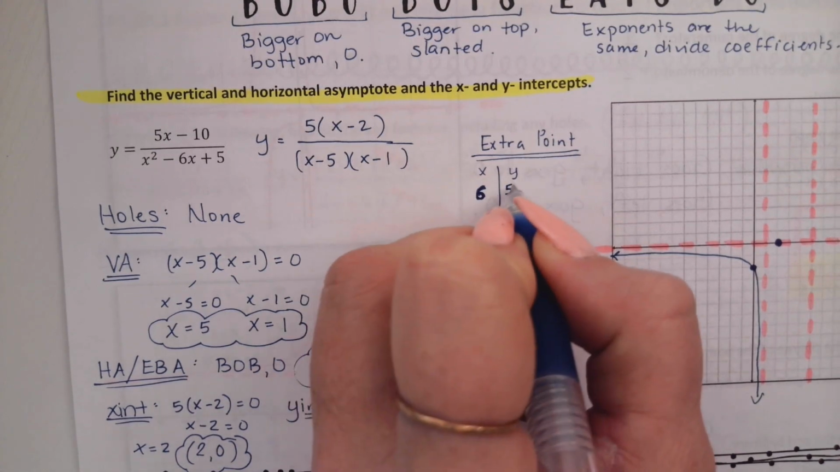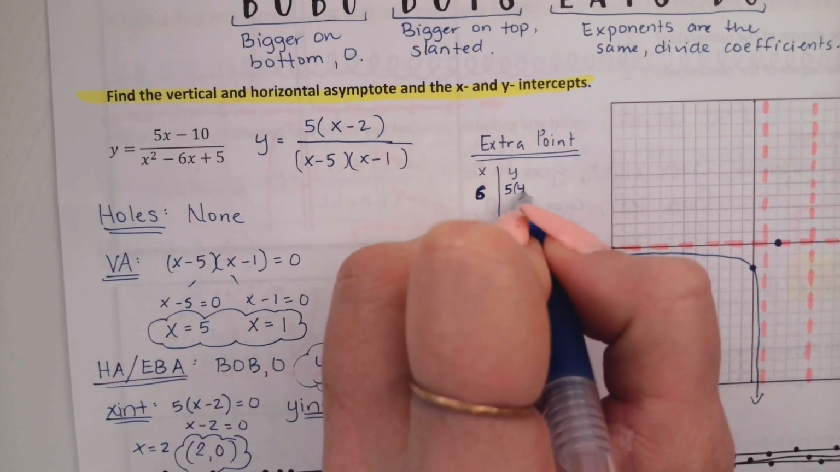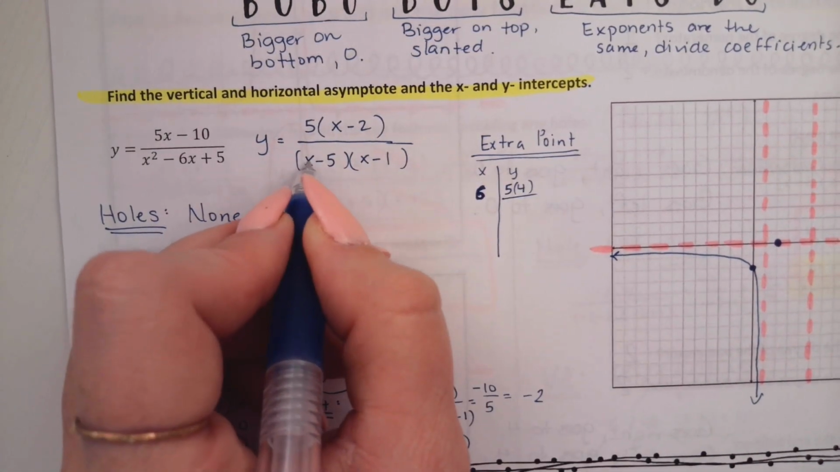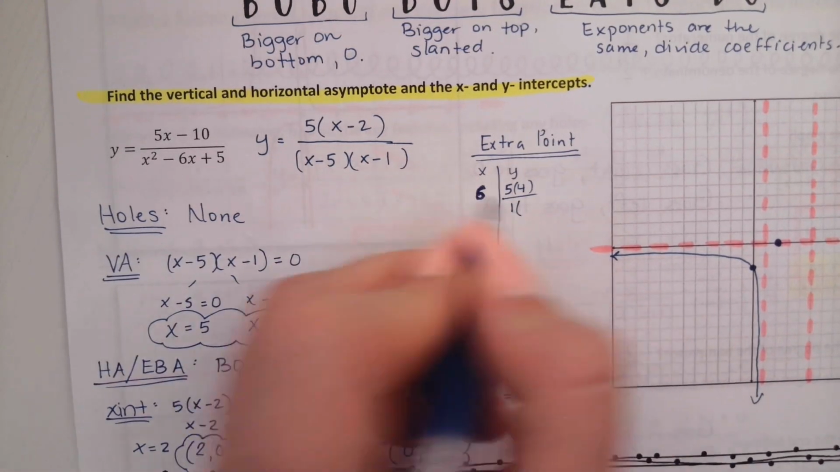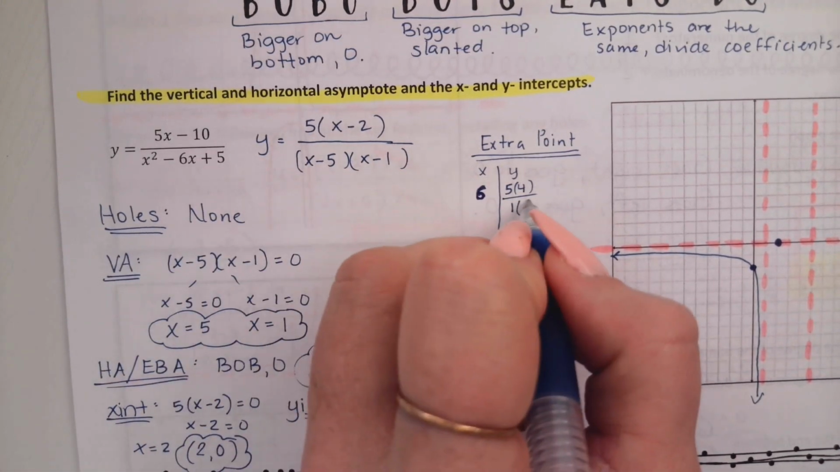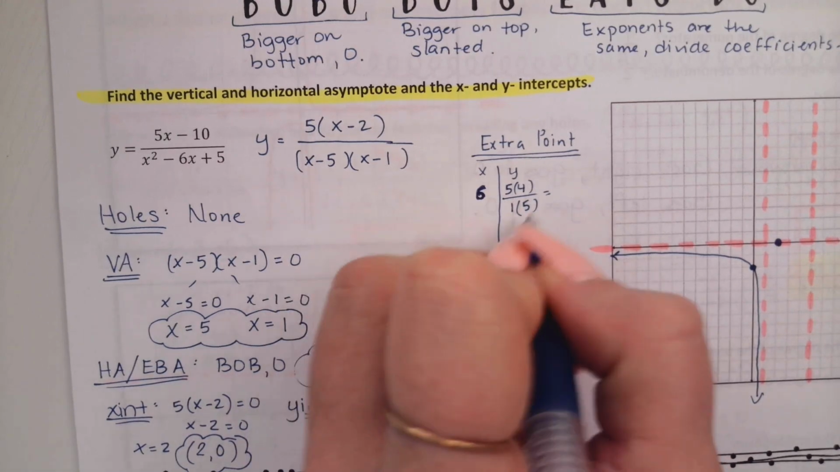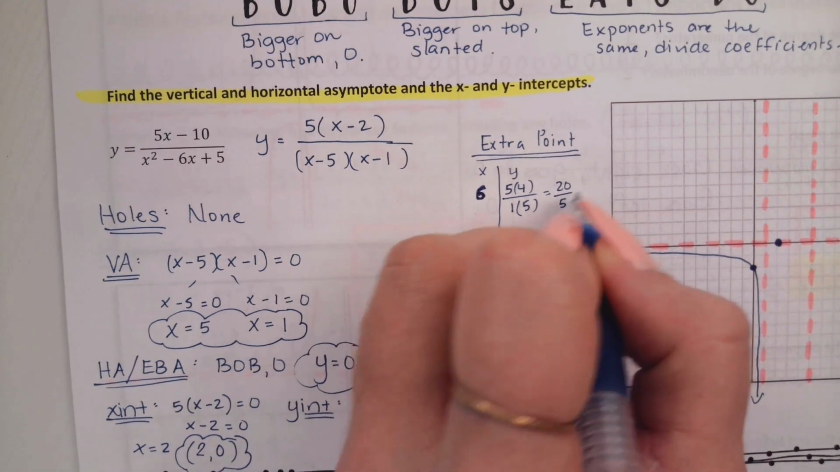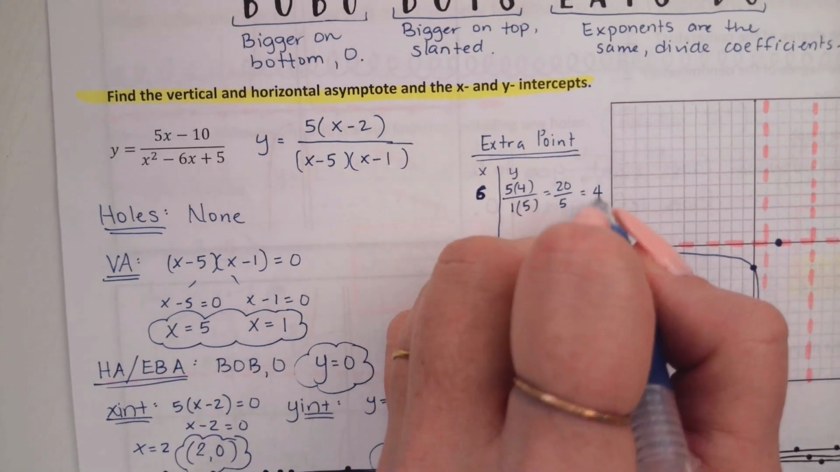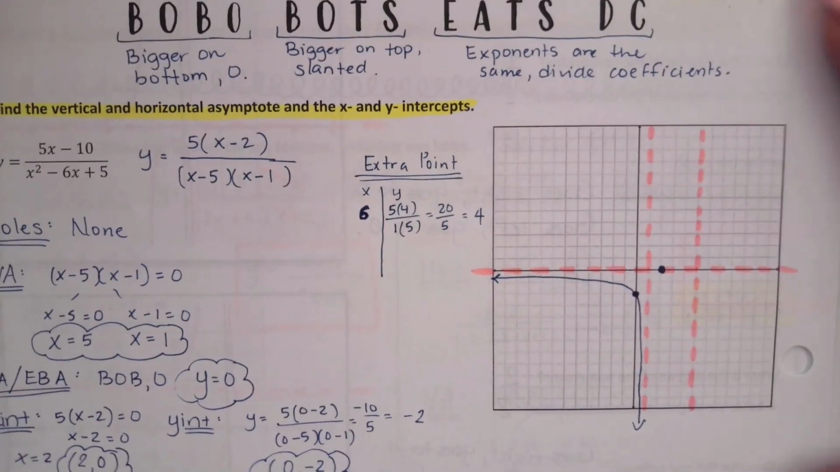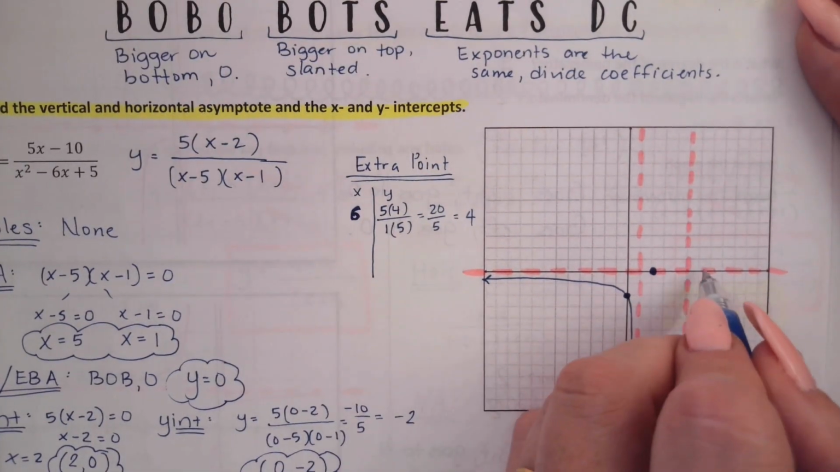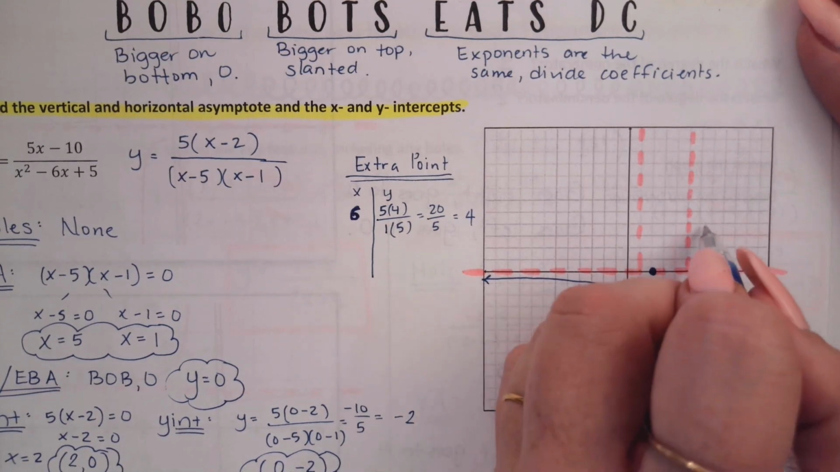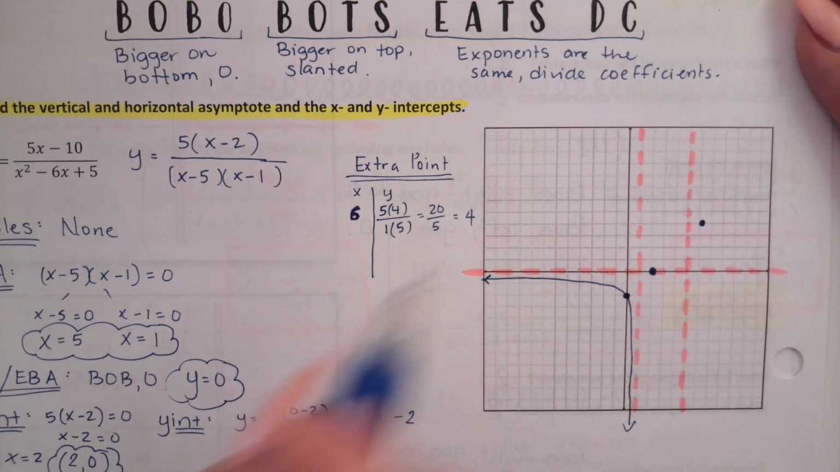So I'm going to have a 5 on top, and then I have 6 minus 2, which would be a 4. On the bottom I have 6 minus 5, which is a 1, and 6 minus 1, which is a 5. So that's 20 over 5, which is 4. So I have a point at (6, 4). 1, 2, 3, 4, 5, 6, and up 1, 2, 3, 4.